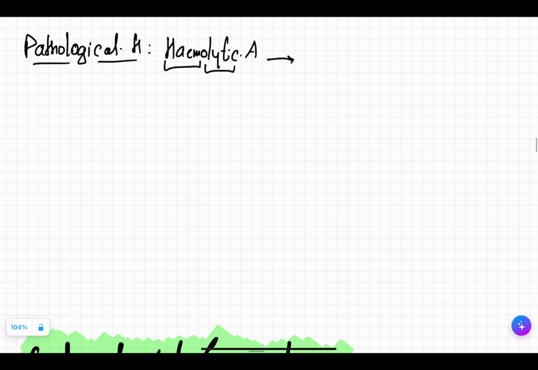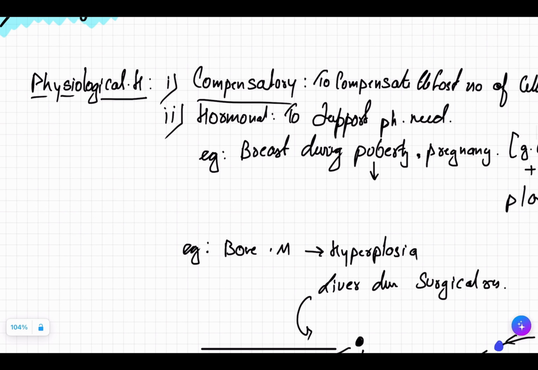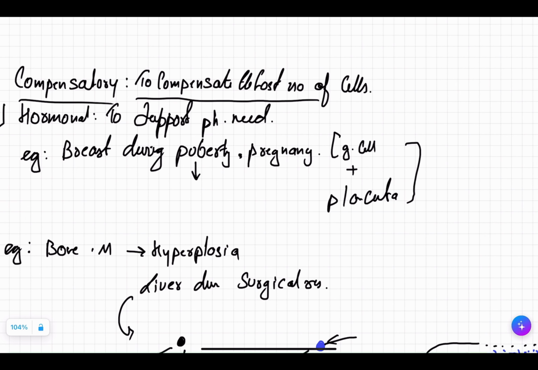And there is hemolytic anemia, but your body needs oxygen and nutrients and everything. So what your bone marrow does is it undergoes hyperplasia again so that it can make more blood cells. Now if bone marrow is again undergoing hyperplasia, what kind of hyperplasia is this? Pathological. Why? Because hemolytic anemia is a pathological condition. So this time bone marrow hyperplasia is pathological hyperplasia, while previously it was compensatory, to compensate the lost number of cells.